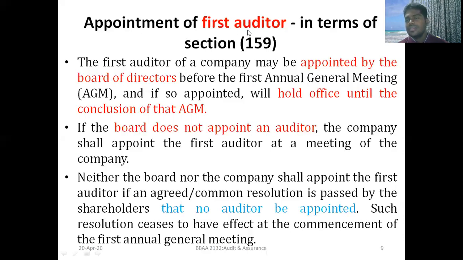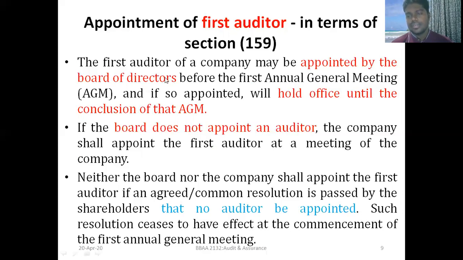Because what is the meaning of first auditor? It may be a newly established company. So on the first day they are going to appoint an auditor. That's what the section says about the first auditor. What are the conditions? The first point says the first auditor of a company may be appointed by the board of directors.